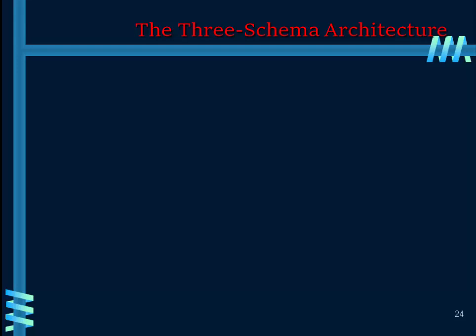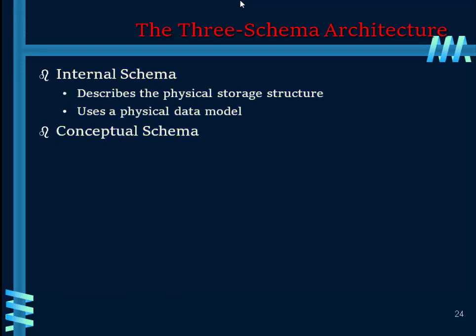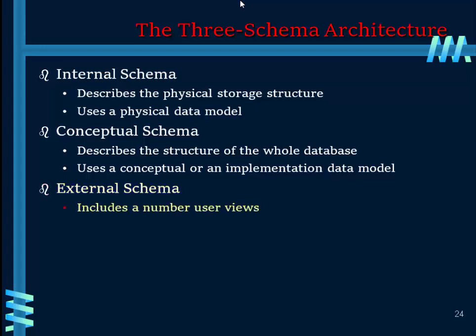In this architecture, schema can be defined at three levels. The first one is the internal schema, the second one is the conceptual schema, and the third one is the external schema. The internal schema describes the physical storage structure of the database. To design this, we use physical data models that describe the complete details of data storage and the access paths for the database. That is called the internal schema.